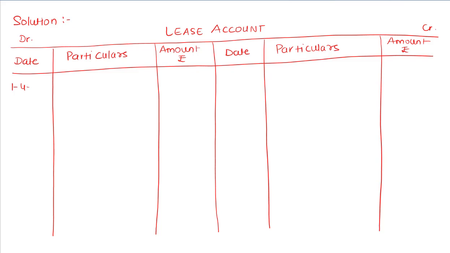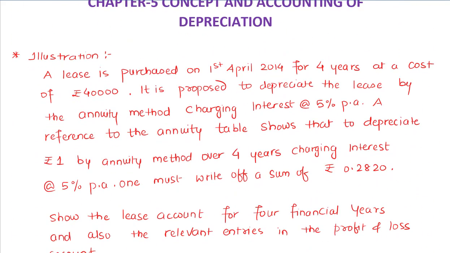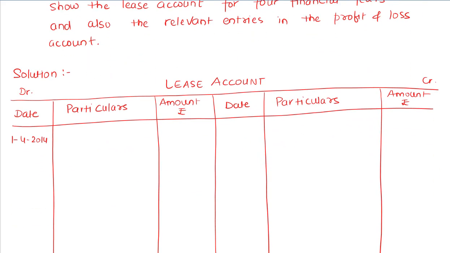On 1st of April 2014, a lease is purchased for 40,000. Lease account to be debited, bank account to be credited. So to bank account, lease purchased, for 40,000.